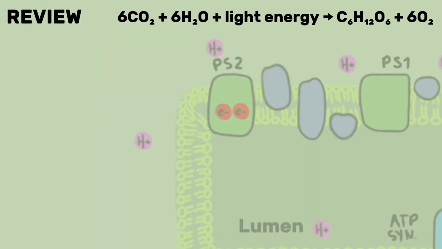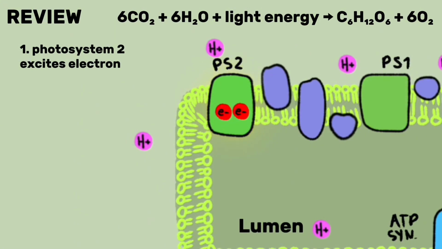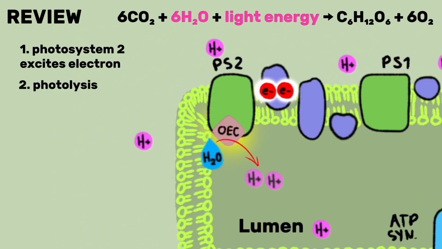Okay, so let's review. Photosystem 2 absorbs light, exciting electrons. Electrons are transferred to the ETC. To replace electrons, photolysis occurs, resulting in electrons that are donated to photosystem 2, protons that contribute to the proton gradient, and a byproduct of oxygen.